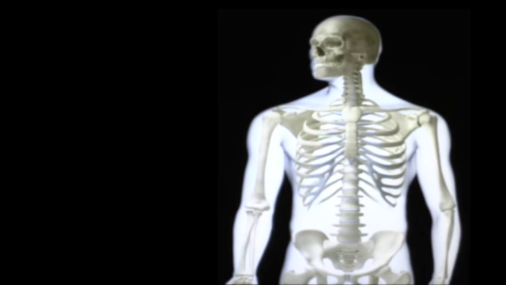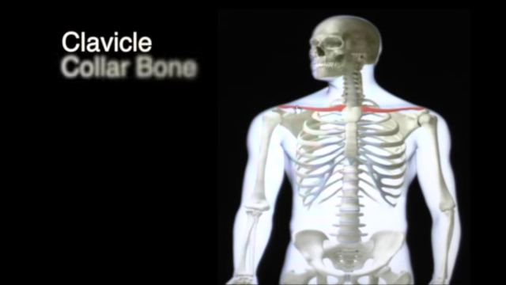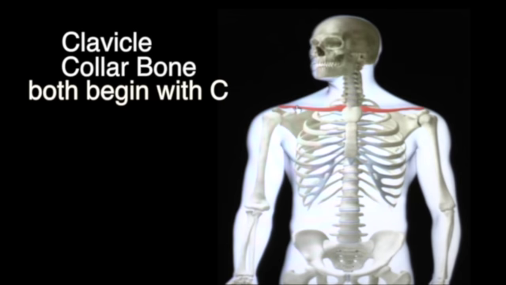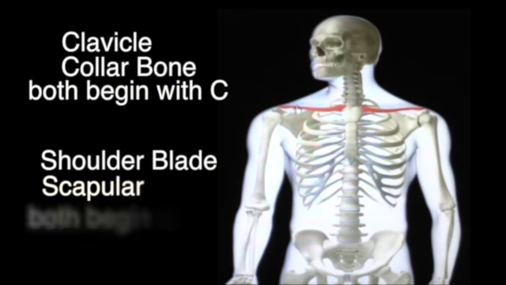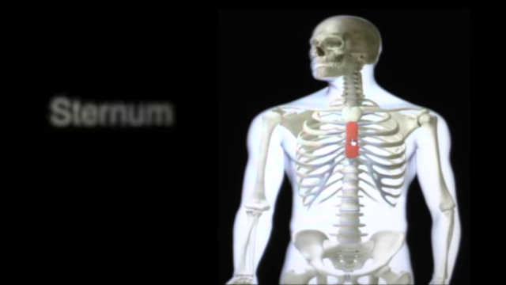If we move to the front, we see the collarbone, the clavicle. People confuse these all the time, the clavicle and the shoulder blade. A good way to remember, clavicle and collarbone both begin with C. Shoulder blade and scapula both begin with an S. Moving down to the sternum, the breastbone.